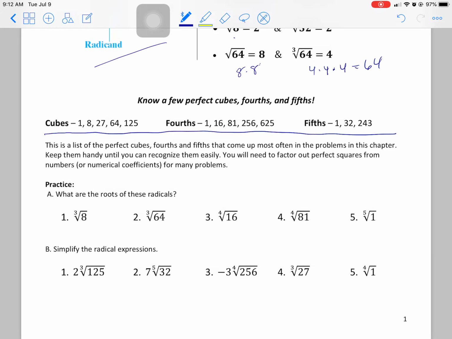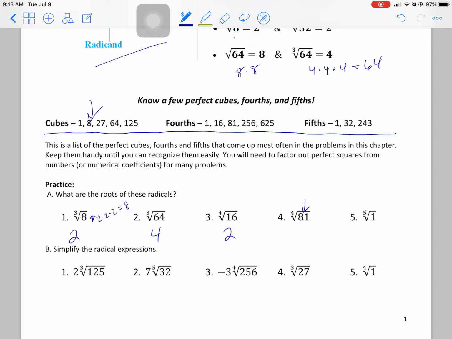So 8 is a perfect cube of 2. Okay? 2 times 2 times 2. Put an equal sign there. Okay. Cubed root of 64 is 4. Okay. Fourth root of 16 is 2.